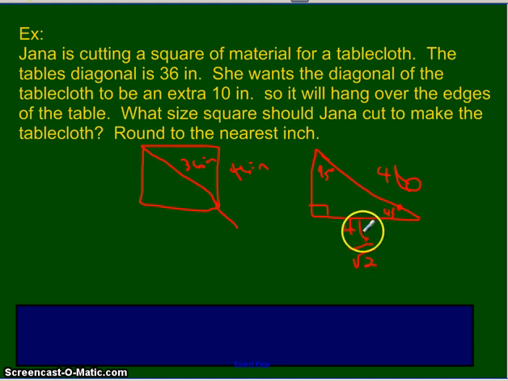So all I'm going to do is simplify this to simplest radical form. I'm going to multiply it times radical 2 over radical 2, which is going to give me 46 radical 2 over 2. Cancel the 2 into the 46, and that's going to leave me with 23 radical 2 inches. I could punch out a calculator and round it to the nearest inch if I had a calculator to use.